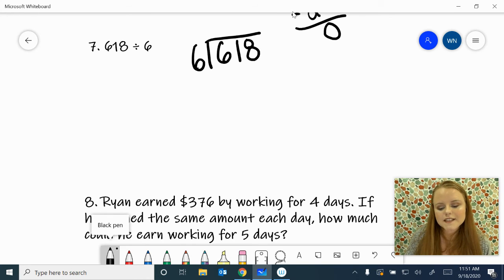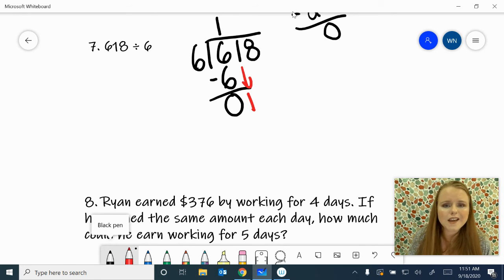I know that 6 can go into 6 one time, and 1 times 6 is 6. Now we've got 6 minus 6 is 0. I hope you're keeping up. Check your work. Let's bring down our 1. 6 can't go into 1. If I have one thing, I can't divide it into 6 pieces. So I have to put my 0 there. Take a note that I brought down the 1, so the 0 goes right above the 1.